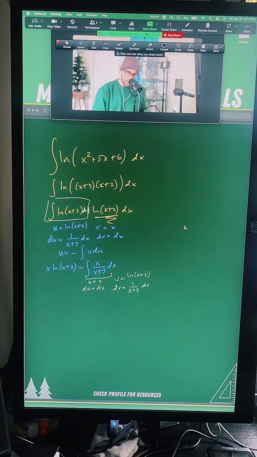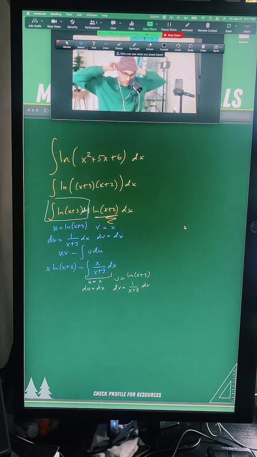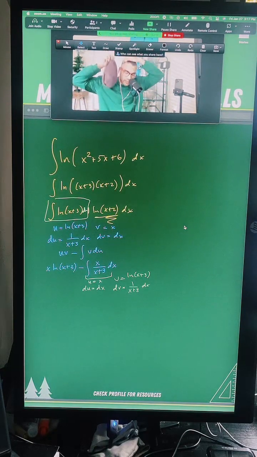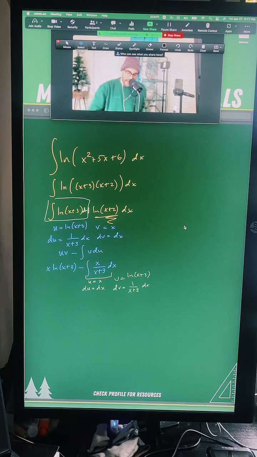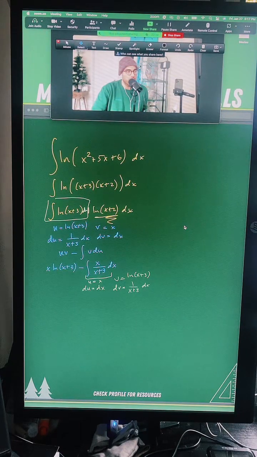Yeah, I don't know why I feel like I screwed this one up. Let's see, I'm just going to try this again. Our u was equal to natural log of x plus 3. Our du was 1 over x plus 3 dx. And then our dv was dx, and then our v was x. Yeah, that last integral, I guess you can use u substitution. It should just be x plus 3. But then we're going to run into a problem here. Let's see if that's the case.